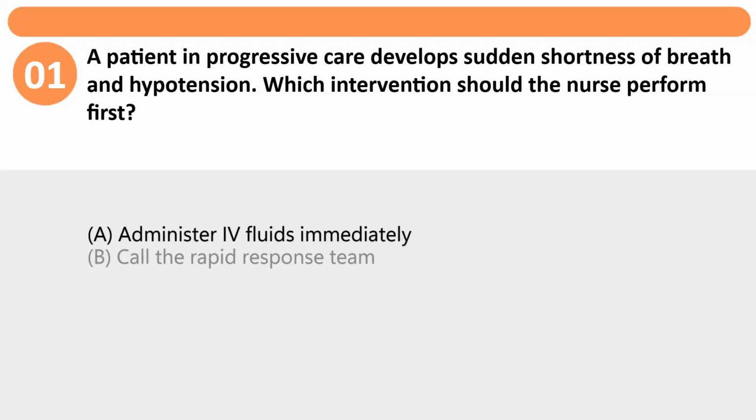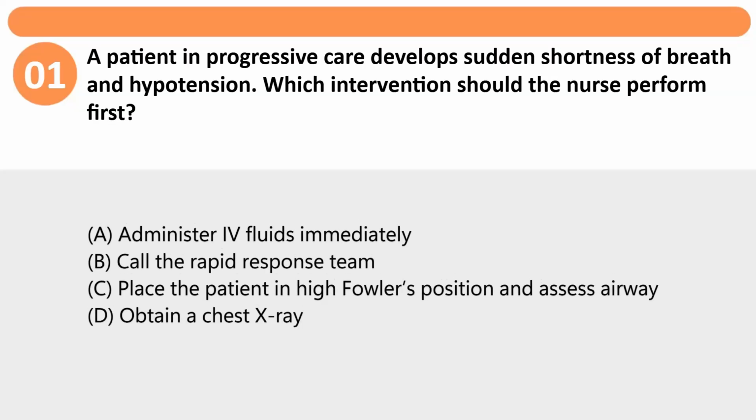A patient in progressive care develops sudden shortness of breath and hypotension. Which intervention should the nurse perform first? A. Administer IV fluids immediately. B. Call the rapid response team.